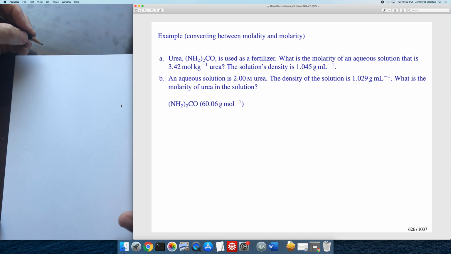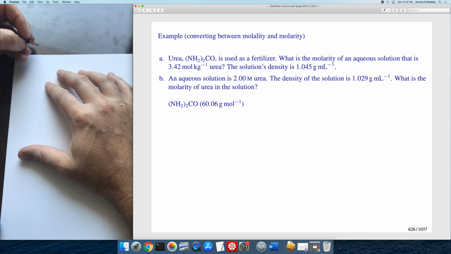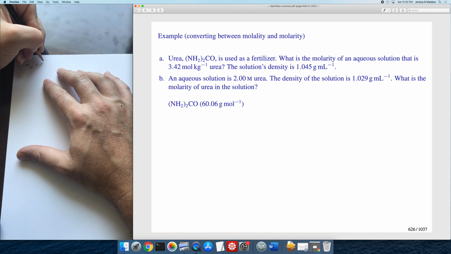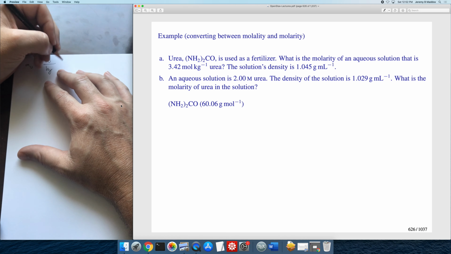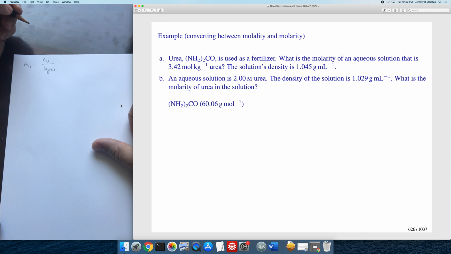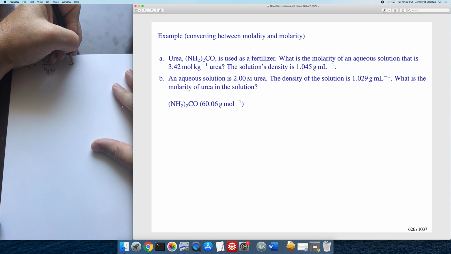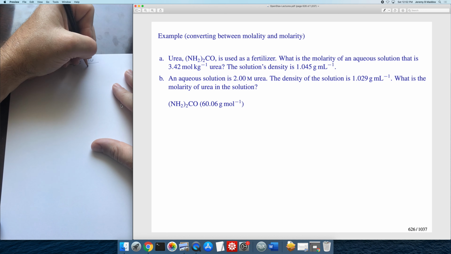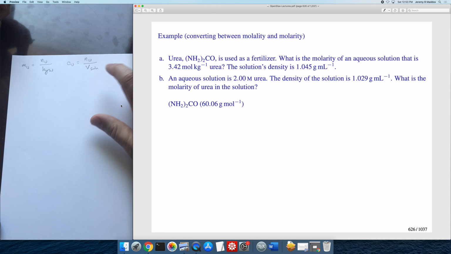So it's helpful, as I said earlier, to write out the definitions that you have and the definitions of what you want. So we're given molality. So I'm going to write this as m_U, where the U stands for urea. This is the number of moles of urea divided by the kilograms of water. Water is the solvent here. That's the molality definition. The molarity definition, so the C, is the number of moles of urea divided by the volume of solution. And that's important, that it's the solution that we're talking about.